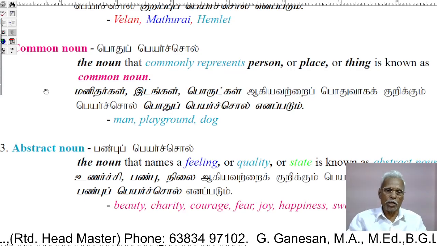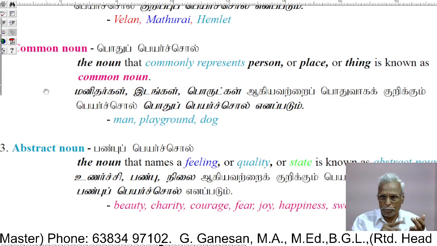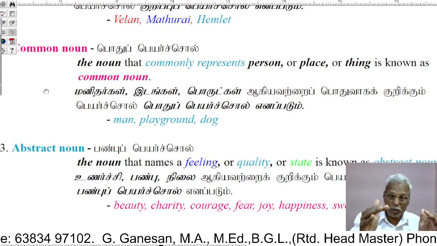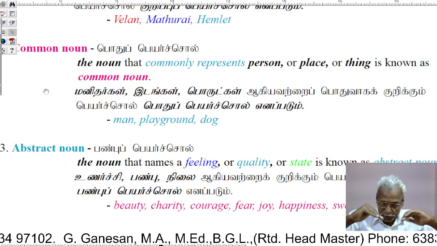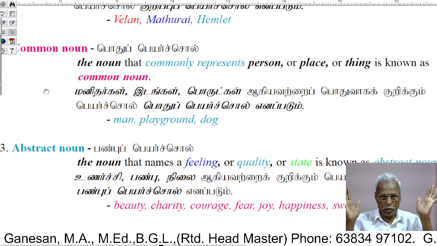Then common noun. What is a common noun? The noun that commonly represents a person, a place, or a thing is known as a common noun. If it represents particularly, that is a proper noun. If it refers commonly to a person, place, or thing, it is called a common noun.